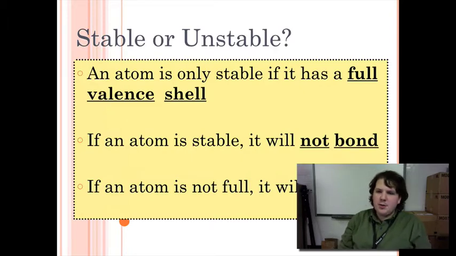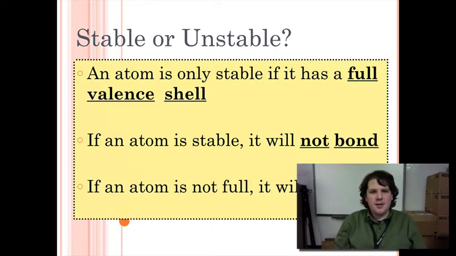The first thing that's important to know is really why do atoms bond in the first place? The goal of every atom on the periodic table, every single element, is to get a full valence shell so it can become stable. Atoms are only stable when their valence shell is completely full or completely empty. So if an atom is stable, it will not bond. But if an atom's valence shell is not full, it will bond.